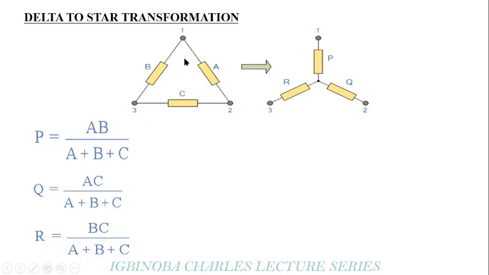Take it again. Know that your P is here. So to get your equivalent star, all you need to do is say A times B, which is this, all over A plus B plus C. Then again, to get your Q, it is just here. When you move this thing inside there, your Q will lie here. So it's equal to A times C all over A plus B plus C. Then to get your R, it is the same thing, BC all over A plus B plus C.